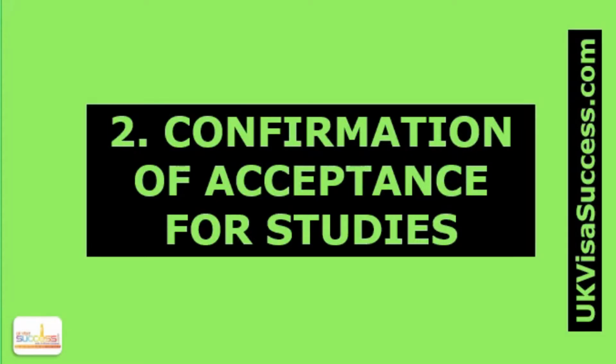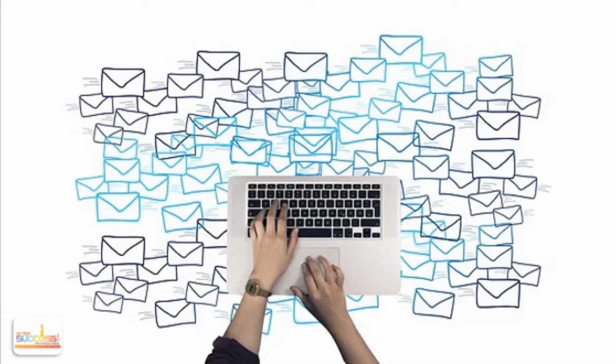Requirement number 2, confirmation of acceptance for studies. You need to have a confirmation of acceptance for studies. What is it? This is an electronic document issued by the university in support of your application for a student visa. The CAS letter is typically issued after you have accepted an offer and paid the required deposit to secure your place.